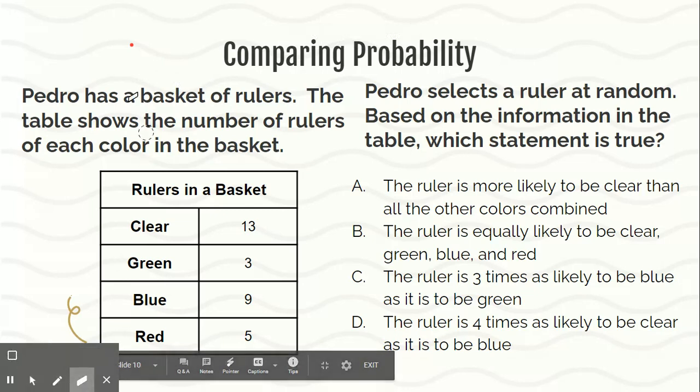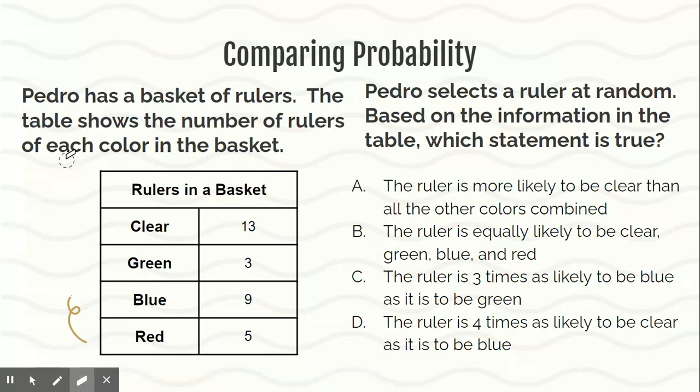My next one is Pedro has a basket of rulers. The table shows the number of rulers of each color in the basket. In the basket, there are 13 clear ones, 3 green ones, 9 blue ones, and 5 red ones. Pedro selects a ruler at random. Based on the information in the table, which statement is true? I'm going to find the probability of getting each of these, so I have to add first.